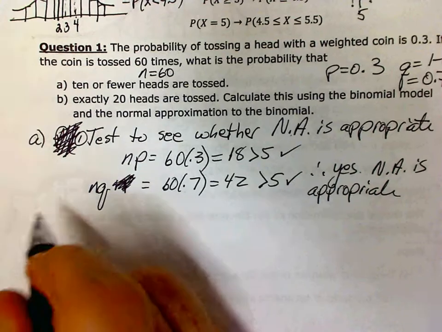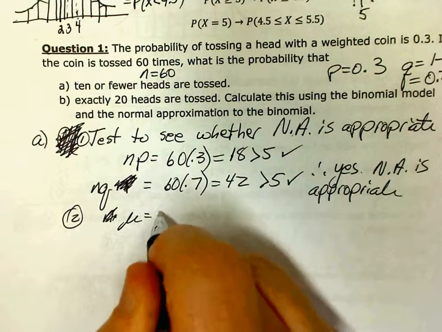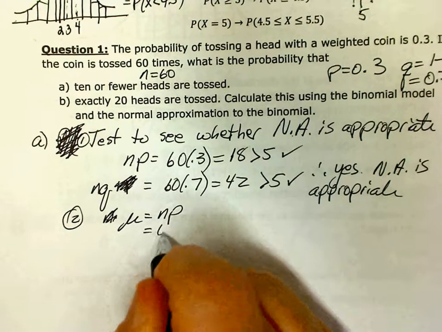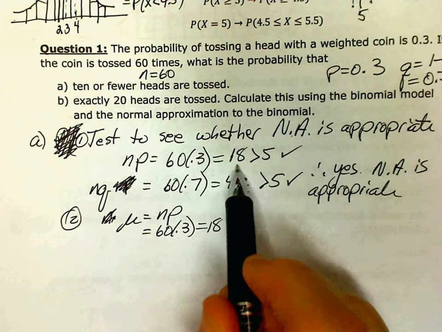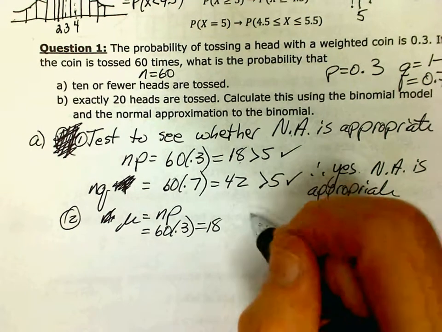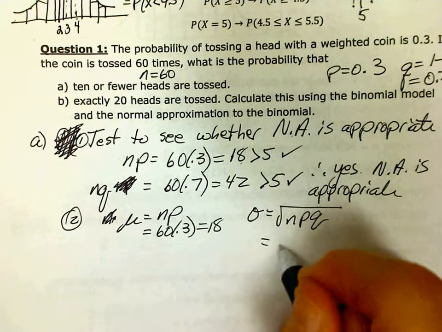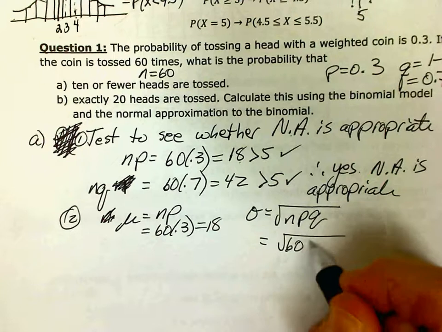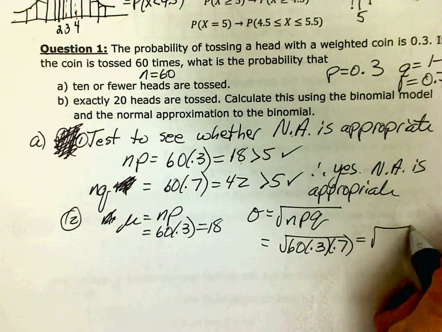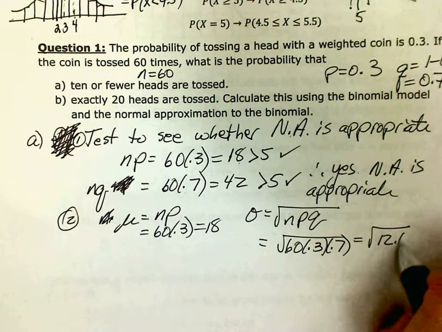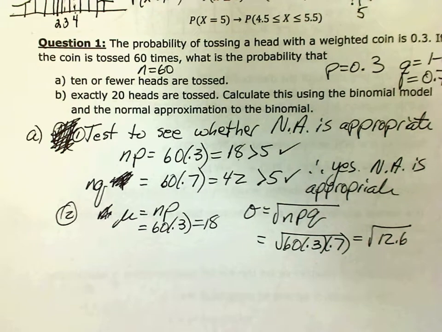Step number 2. Calculate your mean. Mu is np equals 60 times 0.3 equals 18. And sigma equals the square root of npq, and that's the square root of 60 times 0.3 times 0.7, which is the square root of 12.6. We'll just keep it accurate for now, so I'm not going to convert it to a decimal.